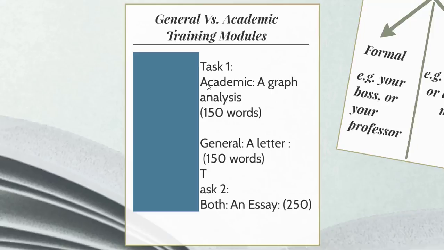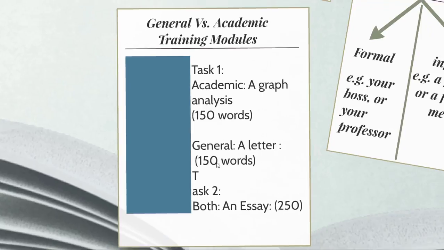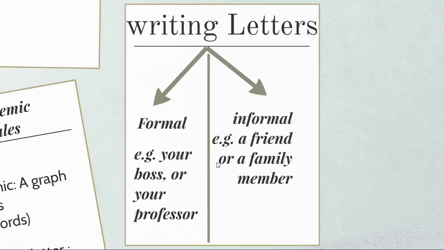Task 1 in the academic training module is about analyzing a graph. You're supposed to analyze a graph in 150 words in about 20 minutes. And in the general training module, task 1 is about writing a letter. So you're supposed to write a letter, 150 words, in about 20 minutes also. This is our focus today. Today we will focus on writing letters and how we can manage it in 20 minutes.